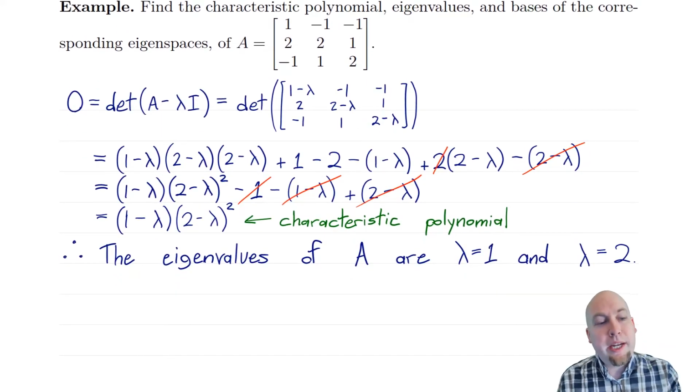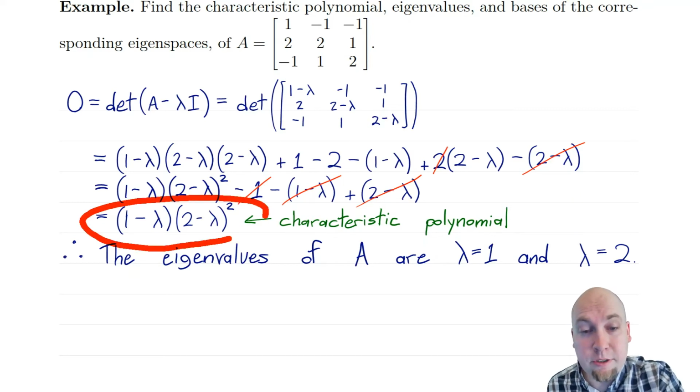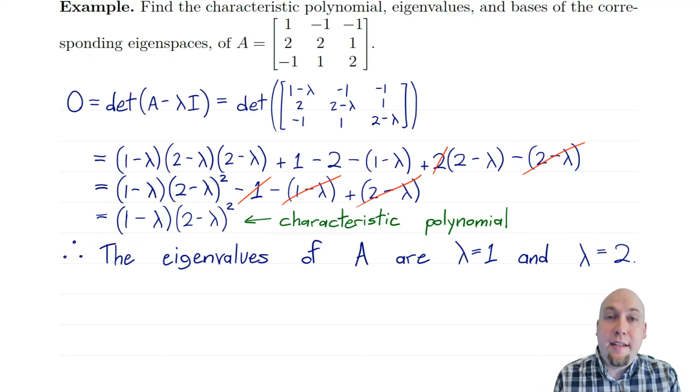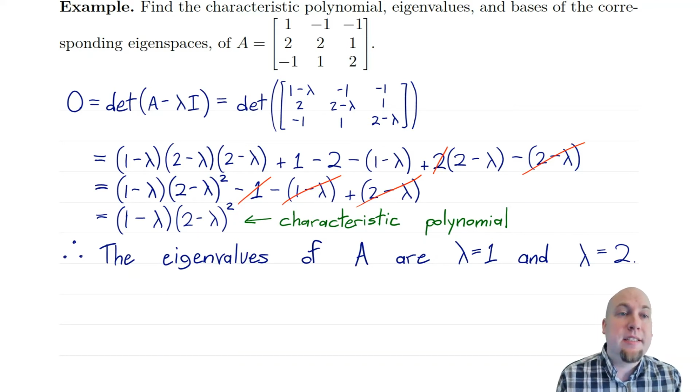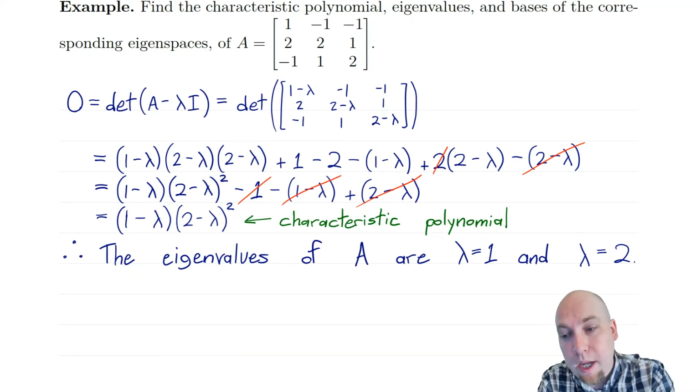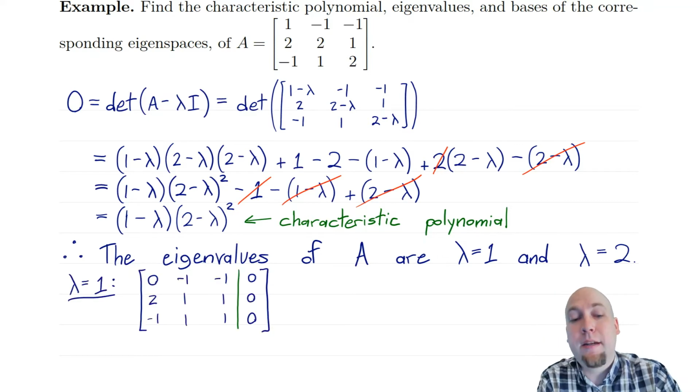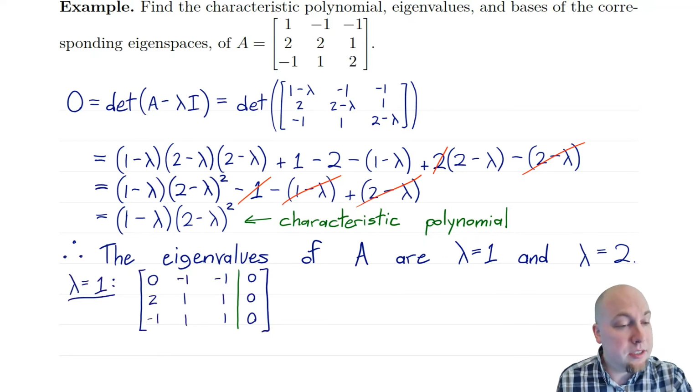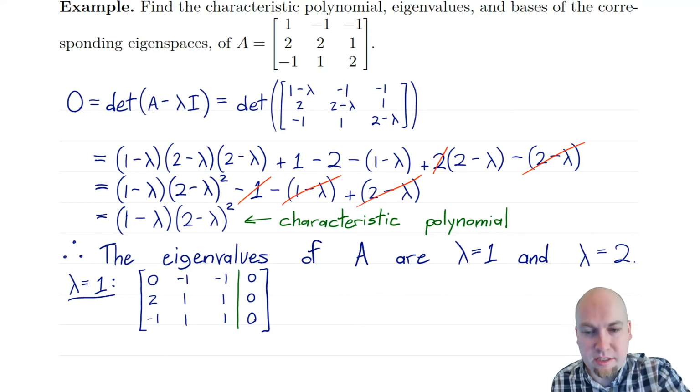Great. So we know the eigenvalues of the matrix, 1 and 2. We know the characteristic polynomial of the matrix. So all that's left is to find the eigenvectors of the matrix. In particular, we're going to find bases of the eigenspaces of the matrix. So what do we do? Well, we set up the linear system that we always set up to find eigenvectors. You start off with one eigenvalue at a time. So lambda equals 1 is as good a starting point as any.